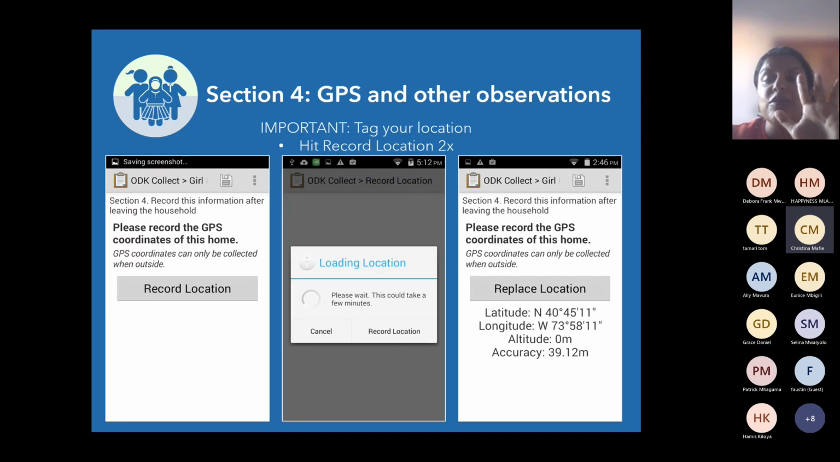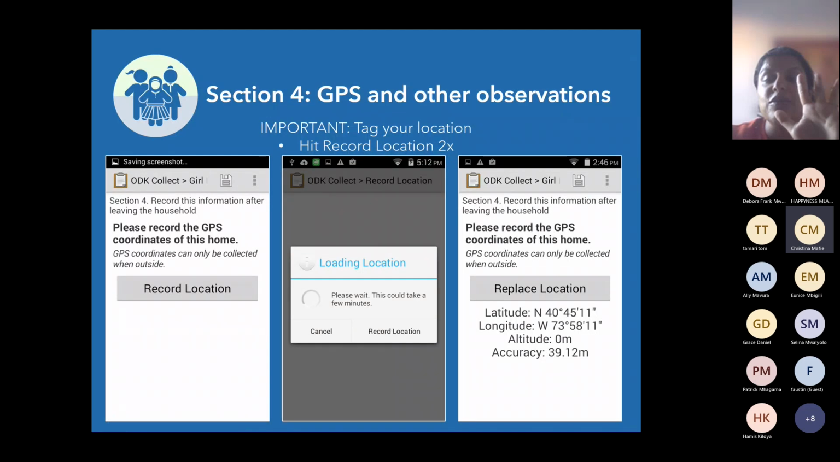And that's it. You go to the last section, which is GPS and other observations. So as you're doing this part, you start to say your goodbyes, you thank them for their time. If you're not already outside, you make sure that you're outside of their house so that your phone can see the sky in essence, and you hit record location. It starts to load. It might take a few minutes, but as soon as you see on this window loading location numbers appear, you give it a little bit longer and then you hit record location.